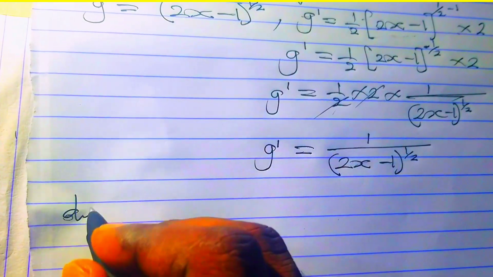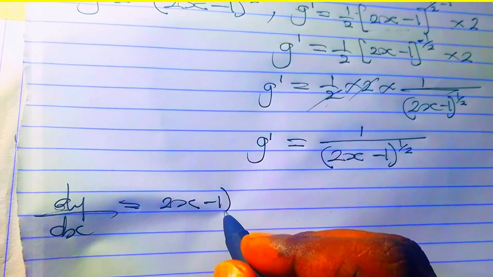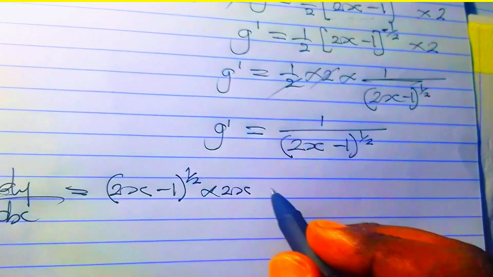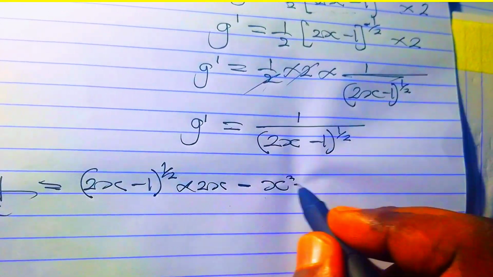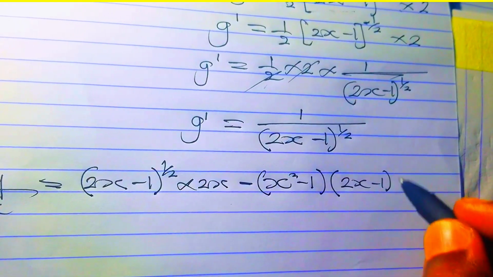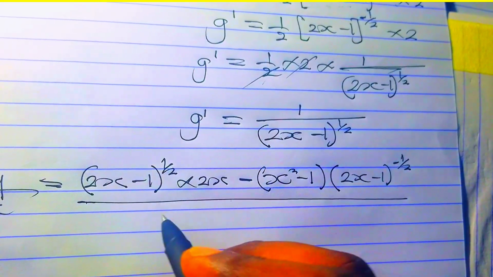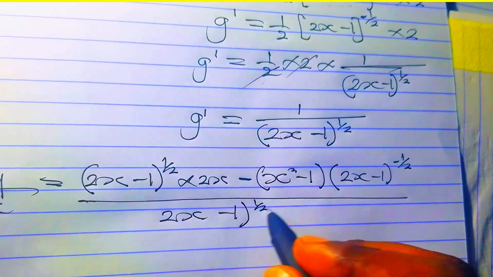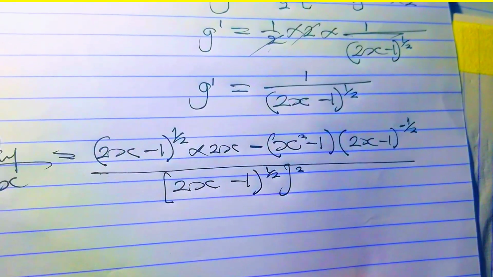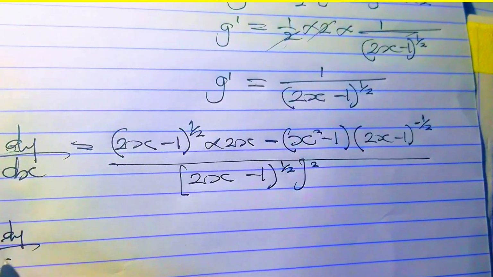That means dy/dx is going to give us 2x minus 1 raised to the power, that's g, raised to the power of 1 over 2 multiplied by 2x minus, then this one is x squared minus 1, okay, and then multiplied by 2x minus 1 raised to the power of minus 1 over 2. Everything comes to 2x minus 1 raised to the power of 1 over 2, squared. Okay, and then we can actually take this further. If I'm going to be analytical about this, that's going to give us dy/dx.